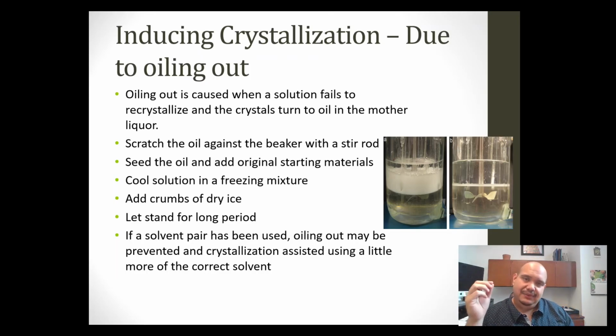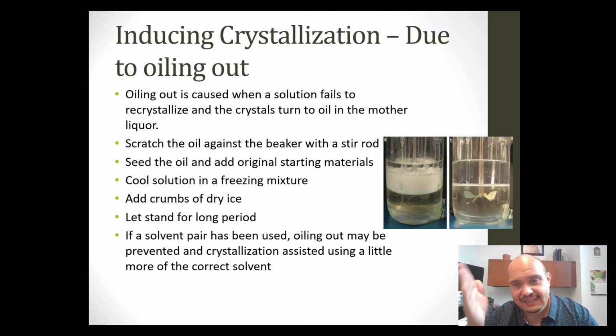Oiling out is what happens when a solution does not recrystallize a solute, and rather it just turns it into oil. You can actually see this in the middle: you have this white cloudy layer and this clear layer, and over here you have the same thing. That's called oiling out. You have a polar or nonpolar thing happening, and the oil is just floating on top, and you don't want that.